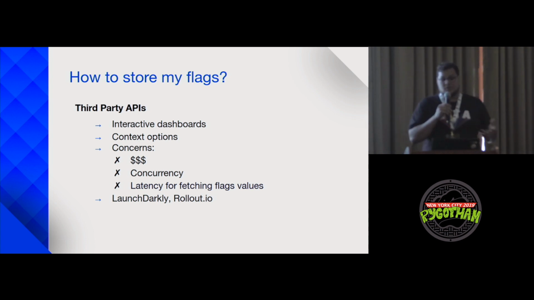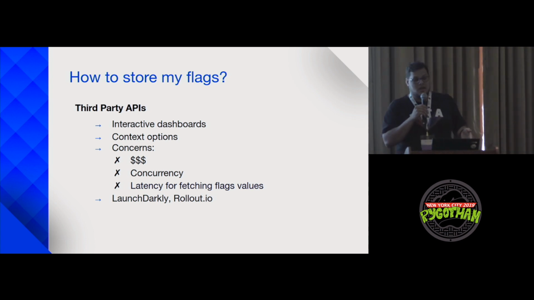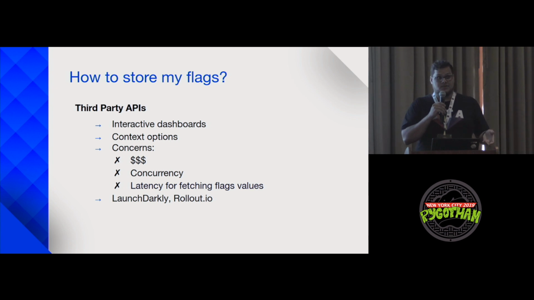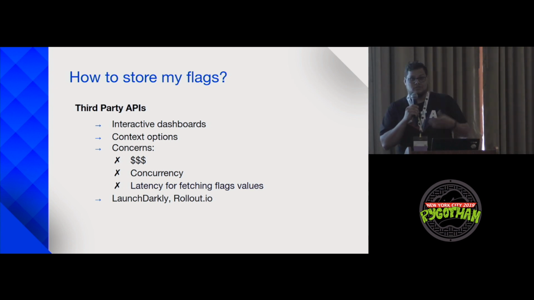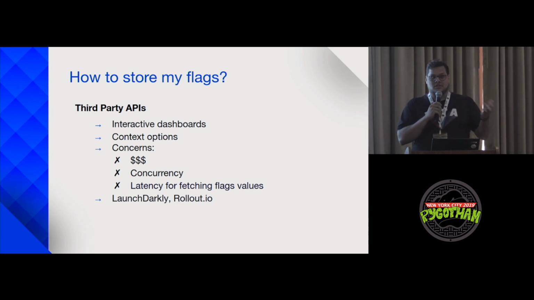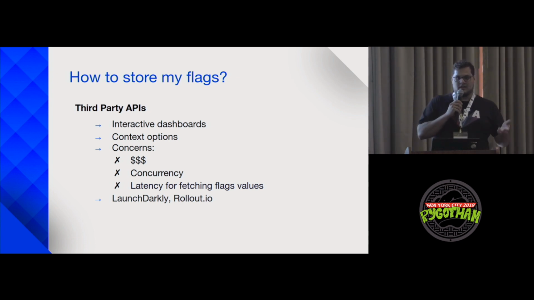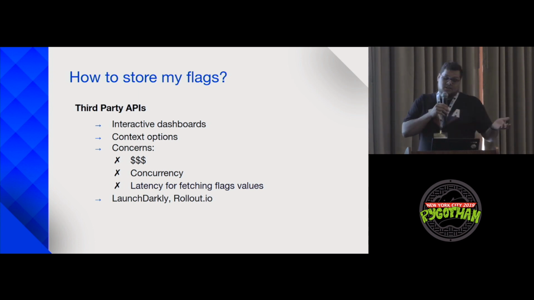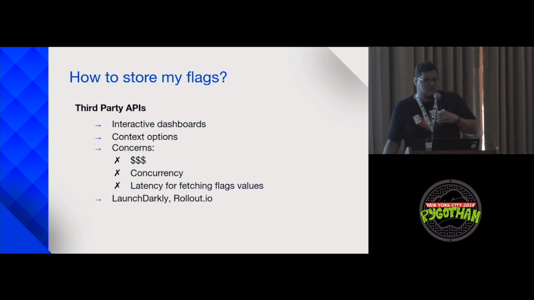And another option is using third-party APIs. They have a lot of features that you can use, like interactive dashboards to see how your flags are performing, or what their state is. They can provide you an administrative interface to change the values of the flags. But the concern is that you need to pay for them. I didn't see anything for free. You have to pay for them. They also have the same problem in concurrency.